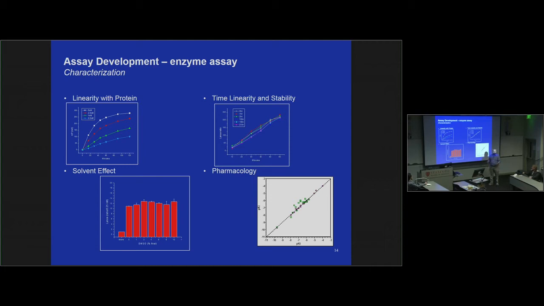And finally, the libraries aren't sitting there in the plates as powder. They're sitting there dissolved in DMSO. And one of the things you need to know is how sensitive the assay is to DMSO. In this particular example, even up to 10%, everything was good. Not always what you see. Sometimes it'll start to do that.